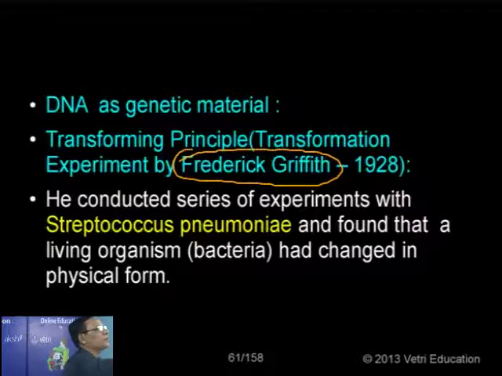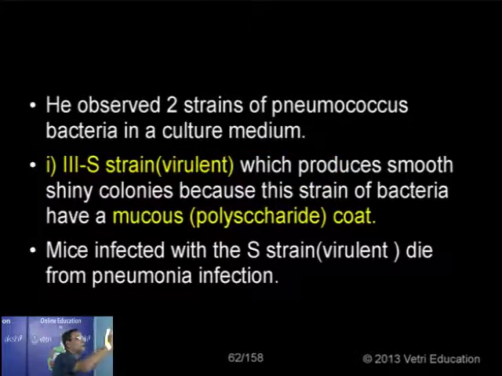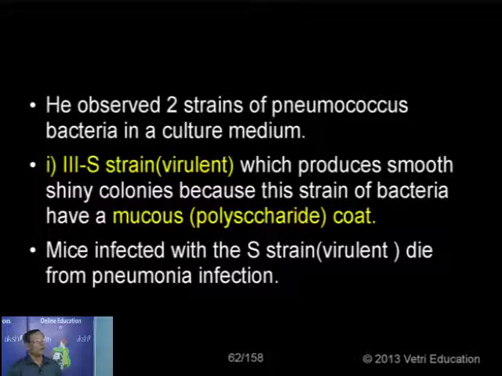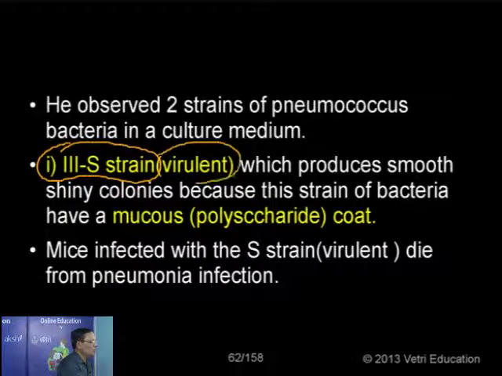He conducted the experiment on mice. What was the experiment? In that bacterium he observed 2 different types of strains. One type of strain is called the S strain, which is normally virulent. You know the meaning of virulent: a virulent organism is one which is highly harmful and causes disease. In contrast to virulent, we have non-virulent or avirulent organisms, and those which do not cause disease are called avirulent. So in that bacterium he observed 2 different strains.